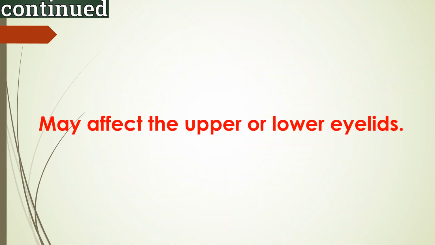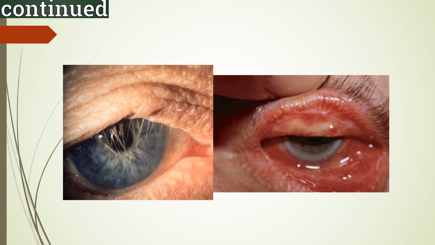It may affect the upper or the lower eyelids. This is an example of cicatricial upper eyelid entropion due to trachoma. The right photograph of the conjunctiva delineates the scarring occurring in the sulcus subtarsalis. This sign is called Arlt's line.